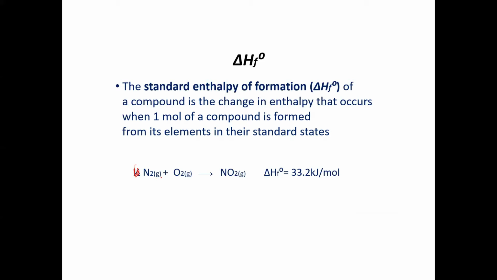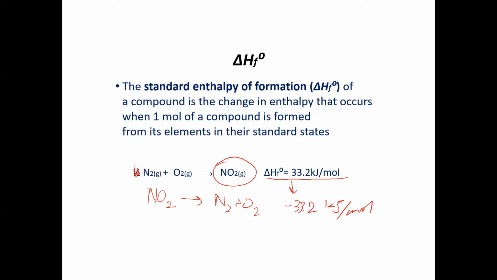We've got N2 plus O2, we get NO2. Pretty clear here. It's just a formation equation. So here you see the standard enthalpy of formation, this is what we get for NO2. So let's say if NO2 is a reactant in this case, and you get N2 plus O2, this will be flipped to be negative 33.2 kJ per mole.